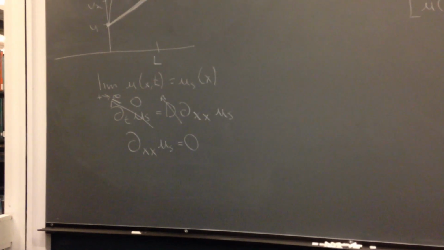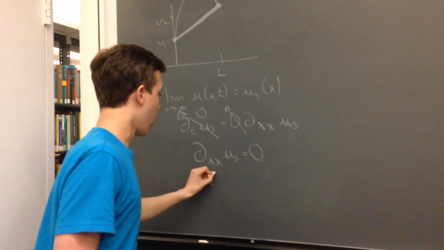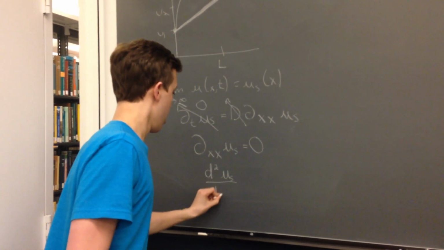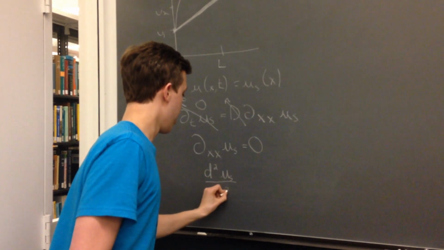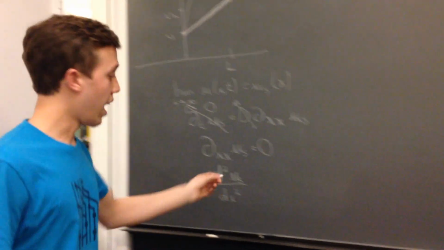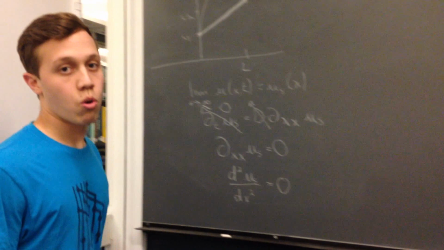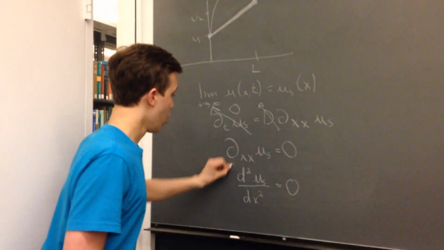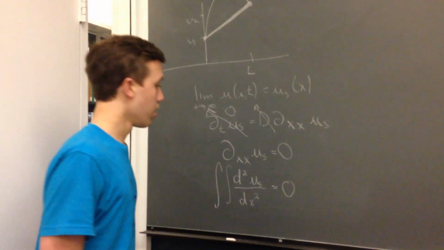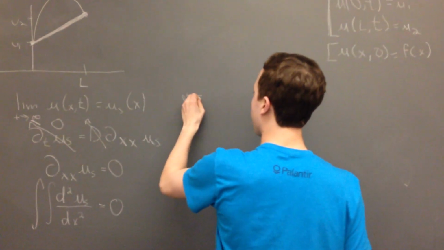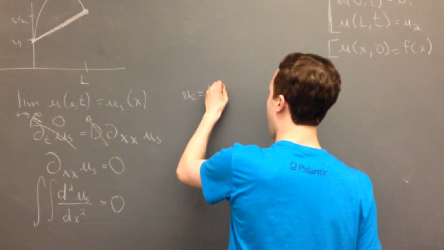So this is just an ordinary differential equation. We can write it like this, because everything only has x as a variable right now, is equal to 0. We know how to solve this equation from the first module. You just integrate twice on both sides, and you're left with U sub s is of the form a plus bx.